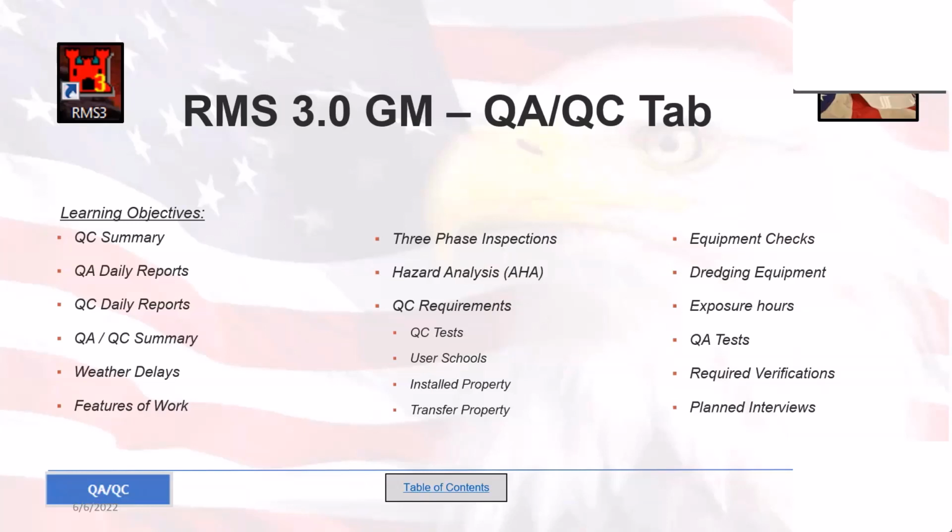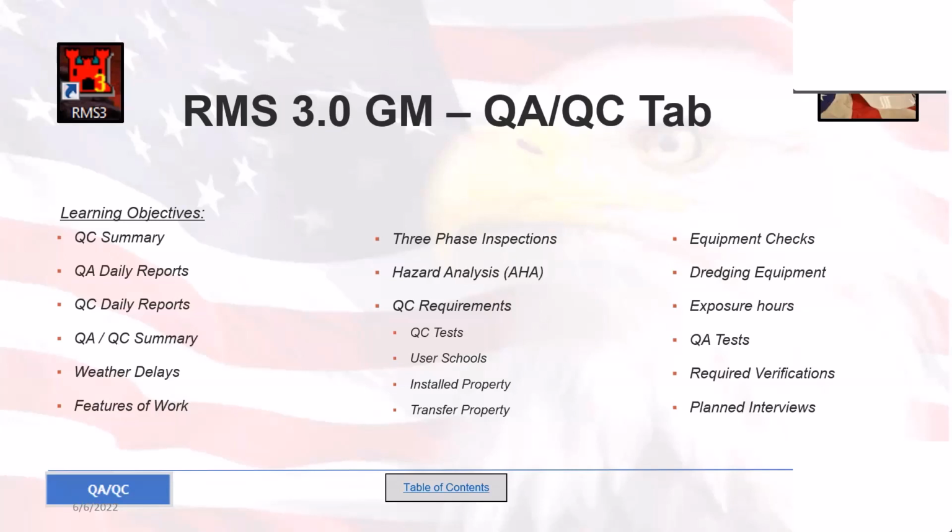Hazard analysis will be used as a section to log and track all of the activity hazards. The QC requirements is the section to log and track the contract requirements, such as user schools, installation property, and transfer property.